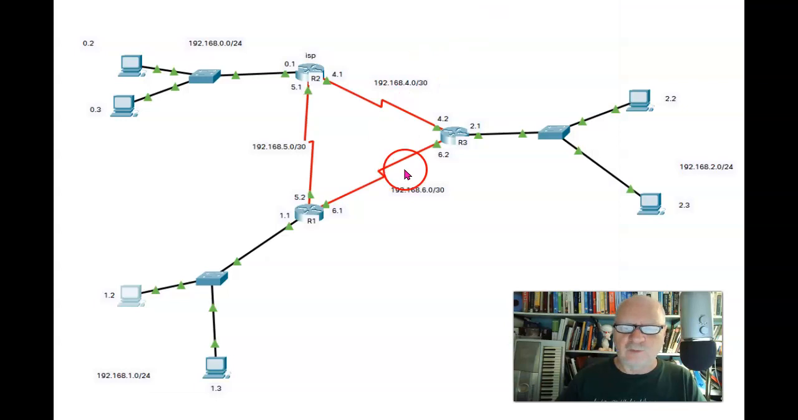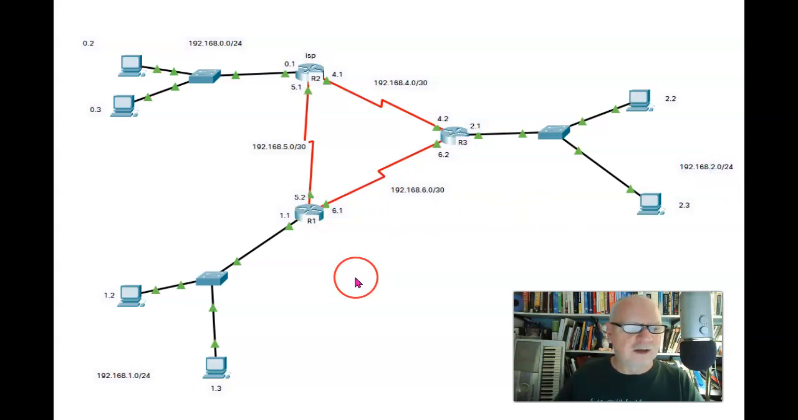All right, now we have a problem. This router did know what to do with this packet, the one destined for 1.3, but it didn't know what to do with this one destined for 2.2. Well, the problem here is the routing table. The routing table is a series of networks and where to send the packets. But since this router has never seen the 192.168.2 network, it doesn't know what to do with that.